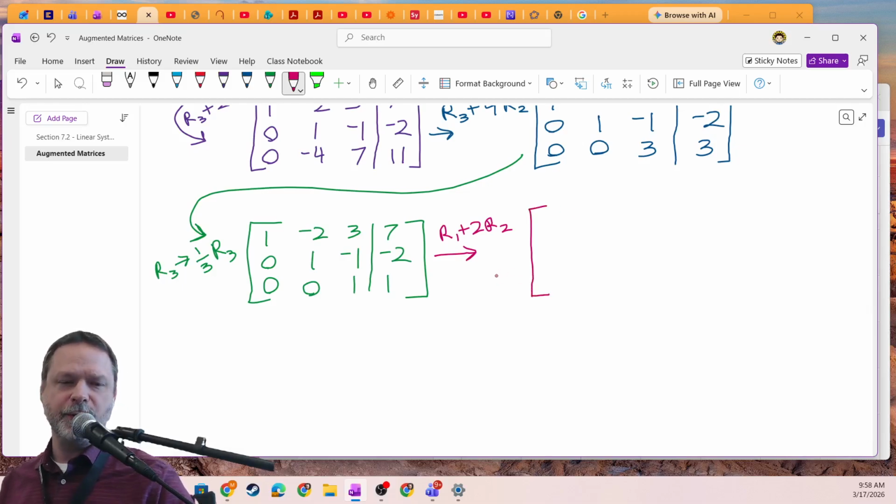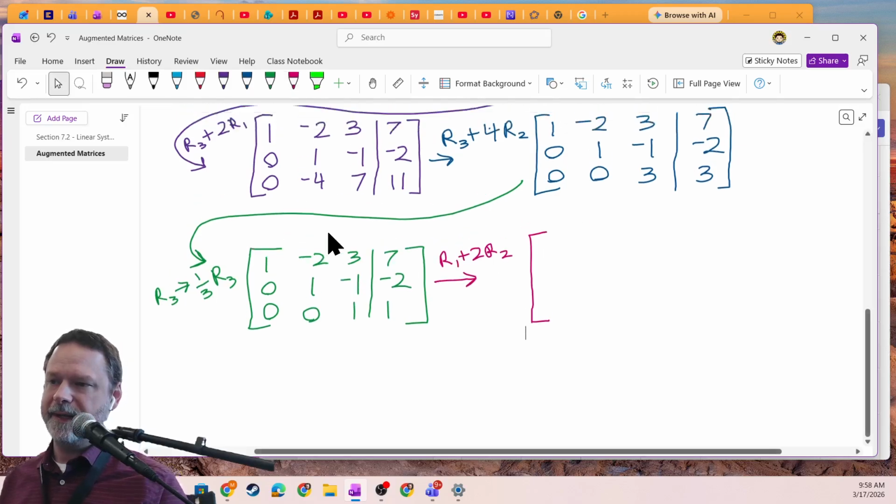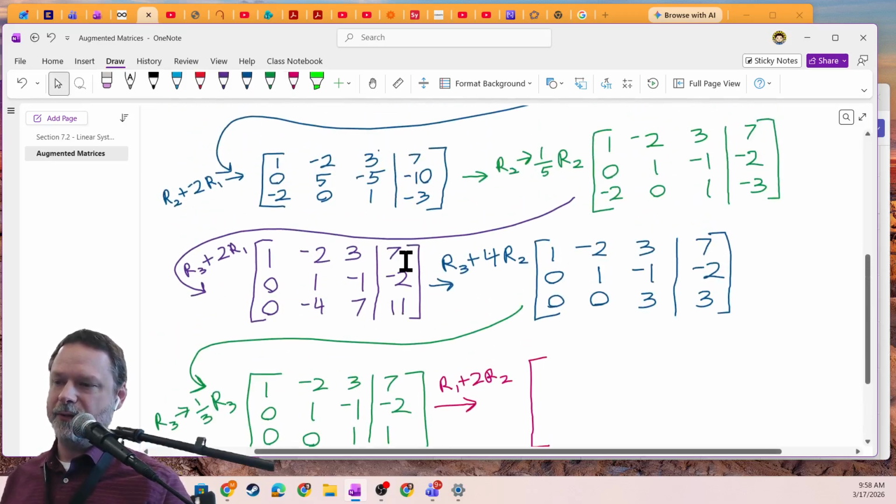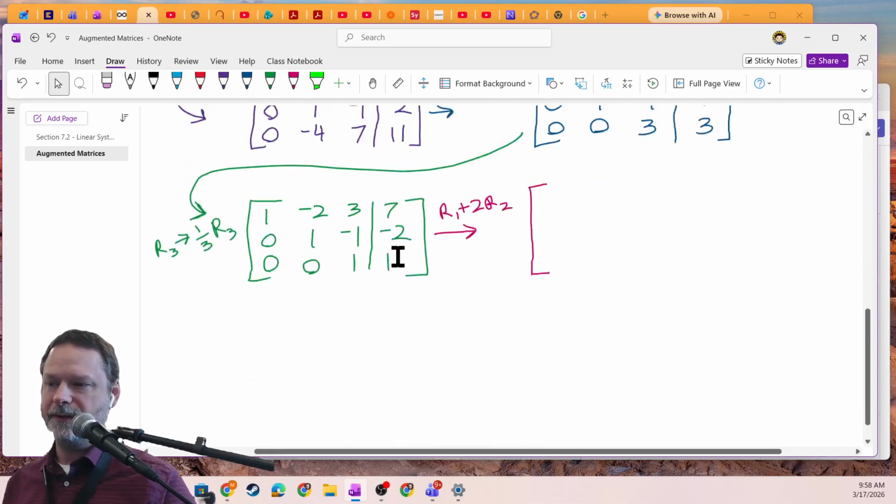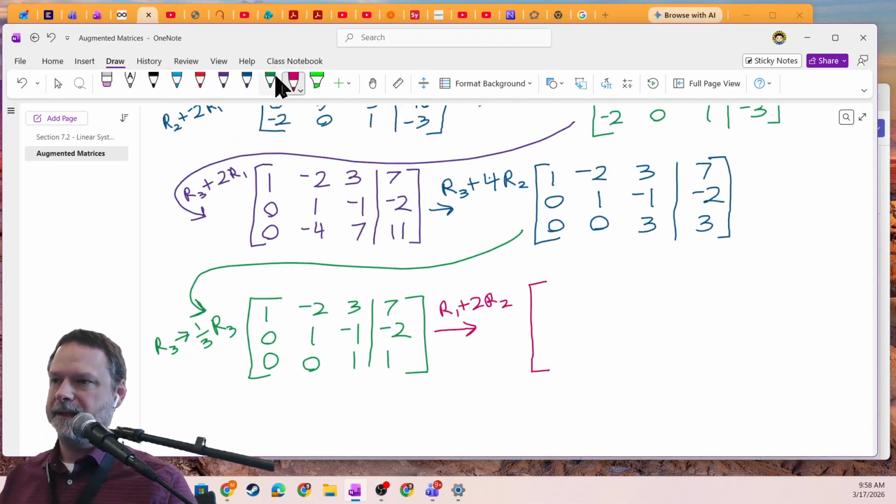You can also switch rows around. I didn't mention that before, but obviously having row 1 at the top, if you wanted it on the bottom instead and you want to switch those, you could totally do that. That's fine, right? The order there doesn't matter. I didn't do any of that. So now what?